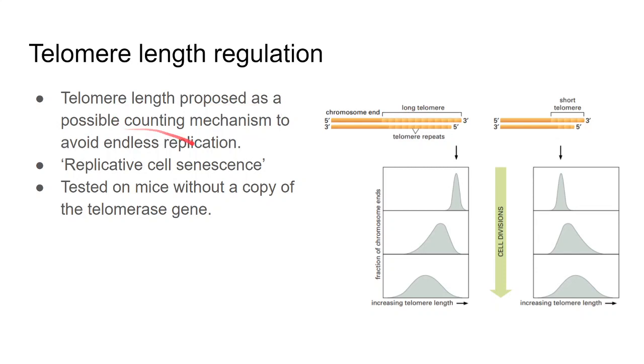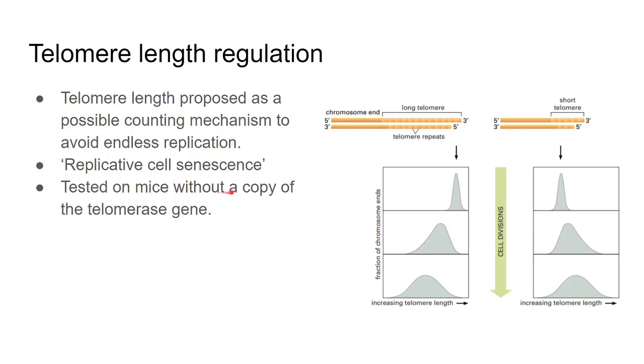Okay, so the telomere length is proposed as a possible counting mechanism to avoid endless replication. So what if you had 10 molecules of telomeres, once you are a new cell, and with each replication, imagine you lose one telomere with each replication. So what will happen as you grow older? After 10 cycles of replication, you will have shortening of your regular DNA. So this allows the cell to know, oh, this cell has replicated 10 times because its genome has no telomeres left. And this can lead to replicative cell senescence.